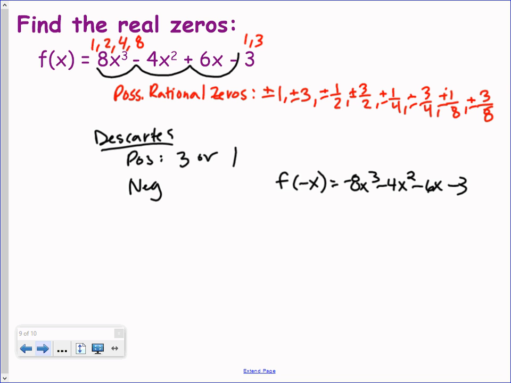And what I notice in f of negative x is there is no variation in sign. All the terms are negative. So that means I have 0 negative real zeros. And that just tells me don't check negatives. When I do synthetic, where I would normally do positive 1, negative 1, positive 3, negative 3, I won't check any of the negative numbers because Descartes tells me there are no negative real zeros. So don't waste your time.